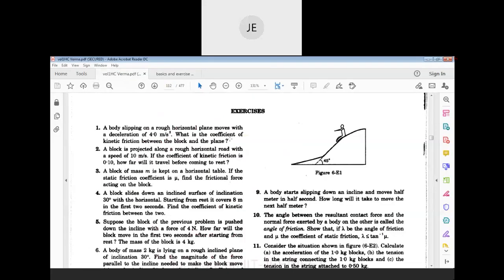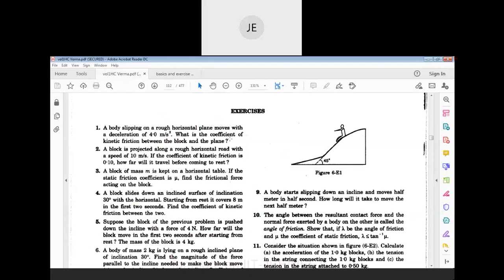The next, a block of mass m is kept on a horizontal table, horizontal only. If the static friction coefficient is μ, find the frictional force acting on the block.